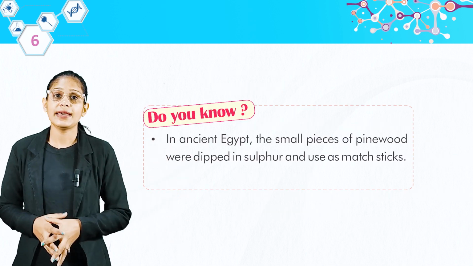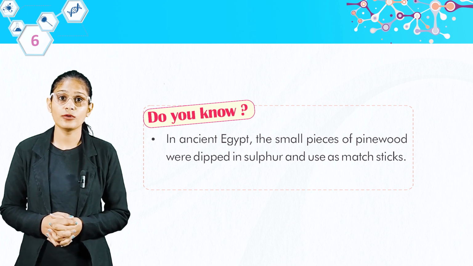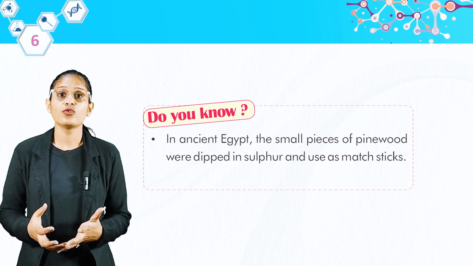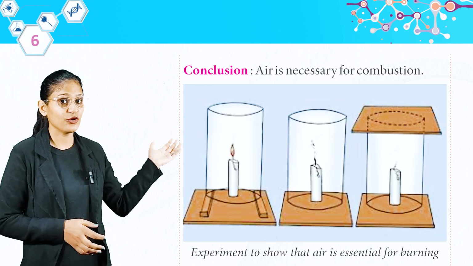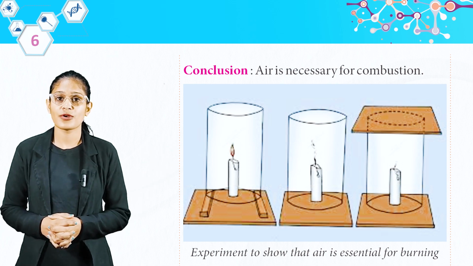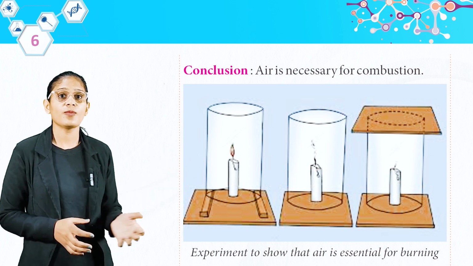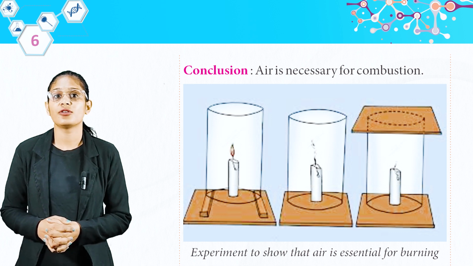Do you know? In ancient Egypt, small pieces of pine wood were dipped in sulfur and used as matchsticks. Conclusion: air is necessary for combustion. Look at this picture: an experiment to show that air is essential for burning.